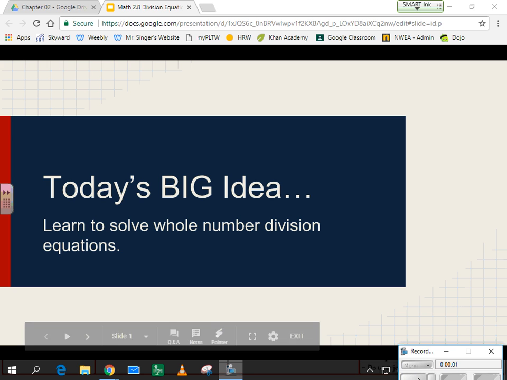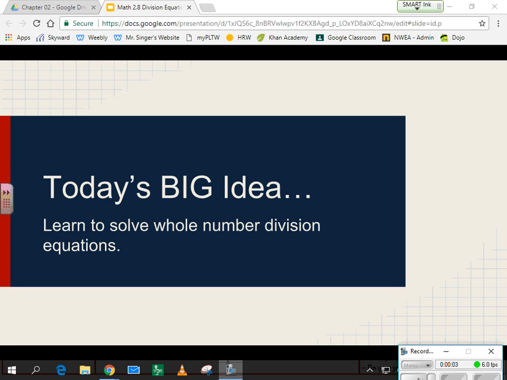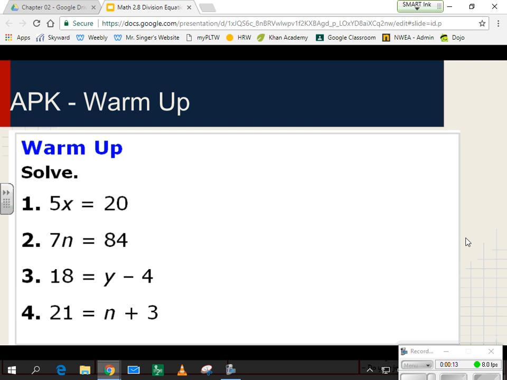All right, here is our last lesson of the unit. We're going to learn to solve whole number division equations. So this is our last time. Again, same goal. We're just changing the one word.